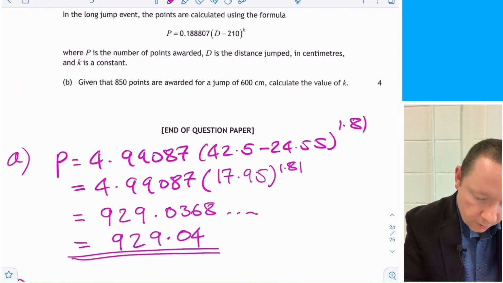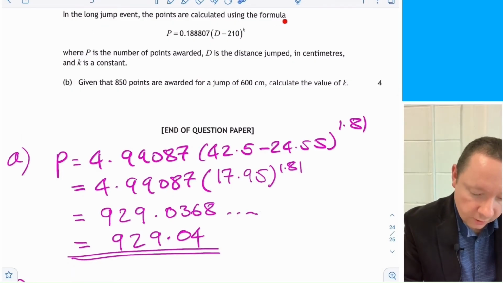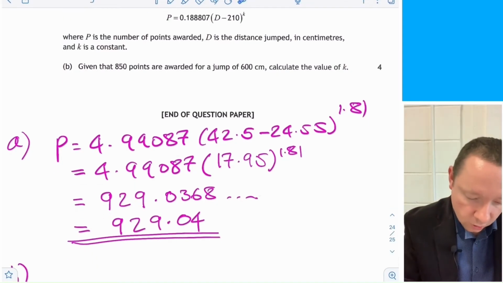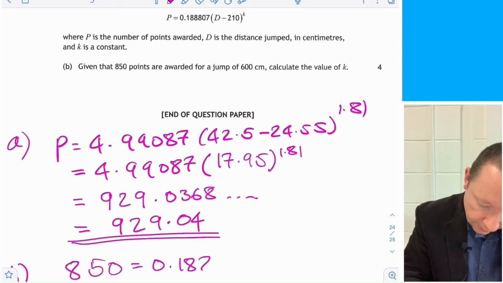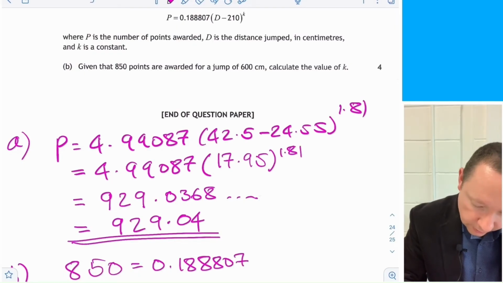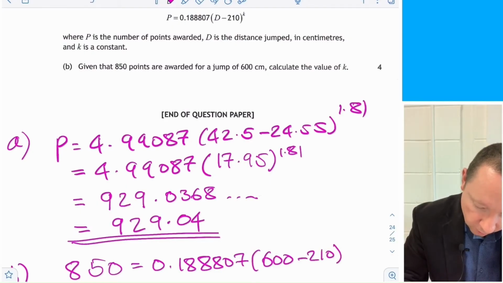Right, in part B, in the long jump event, points are calculated using this formula, where P is the points, D is the distance in centimetres, and K is a constant. It says 850 points are awarded for a jump of 600, calculate K, so we'll just substitute in and work from there. So we've got P, which is 850, equals 0.188807 times (D, which is 600, minus 210) to the power of K.